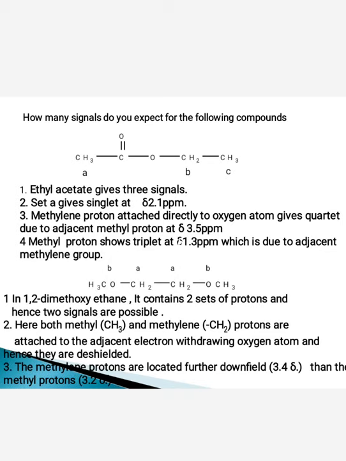The triplet is due to the adjacent methylene group. You can write that n plus 1 rule here. I have given here directly the values of that multiplicity, but you should calculate those multiplicities by using that particular equation, that n plus 1.